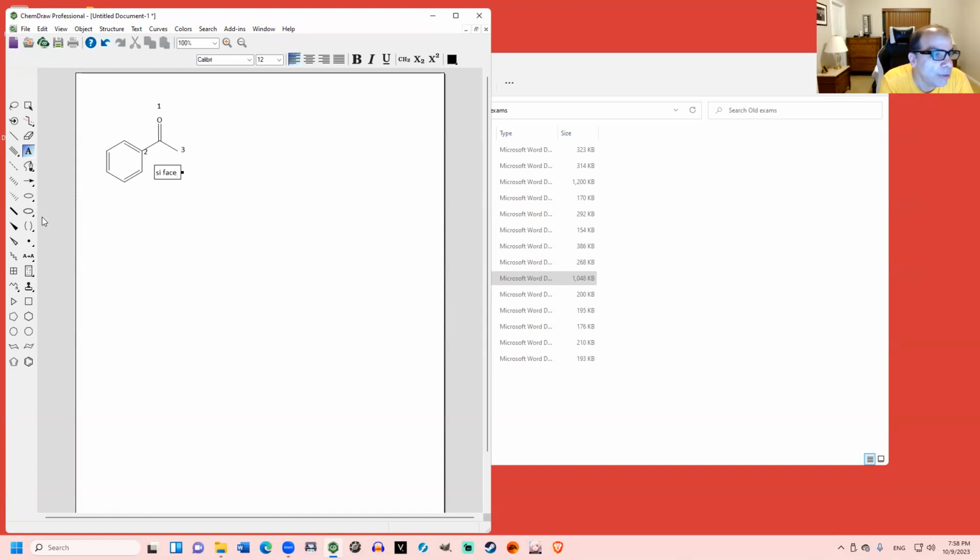If we were looking at it from the other angle, then the oxygen would again be number 1. The benzene ring would be number 2. And the methyl group would be number 3. That's now a right turn, so in this case, we're looking at the molecule from the Re face. So that's how I would explain that.